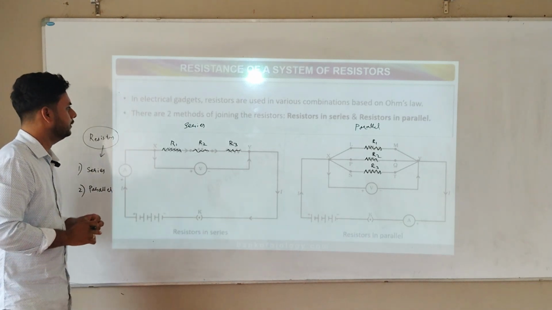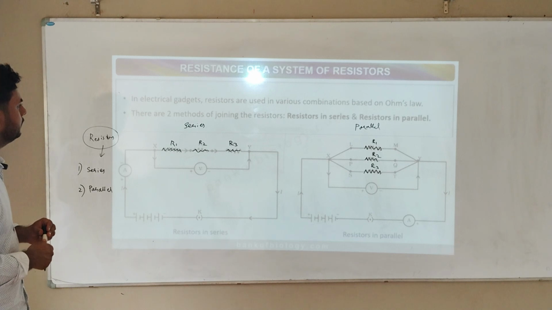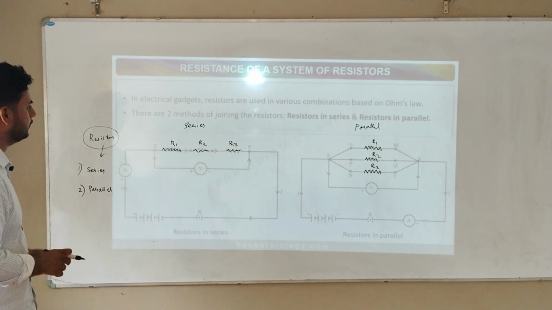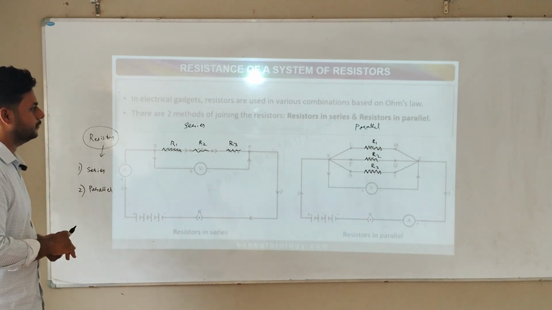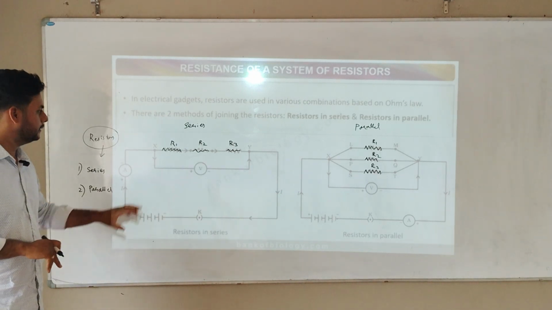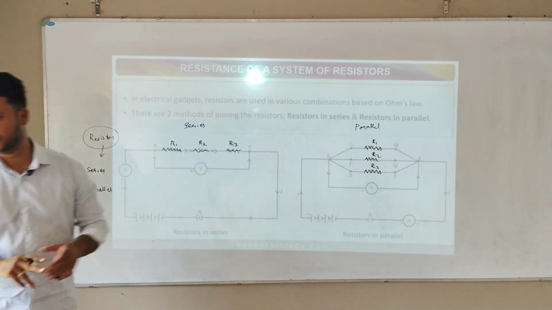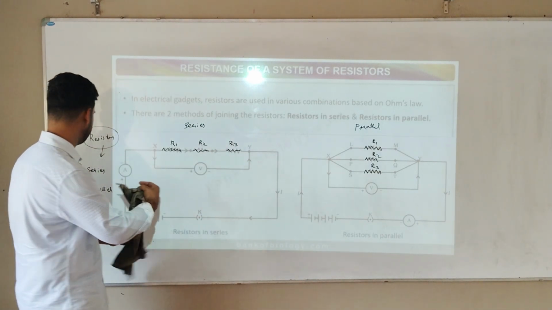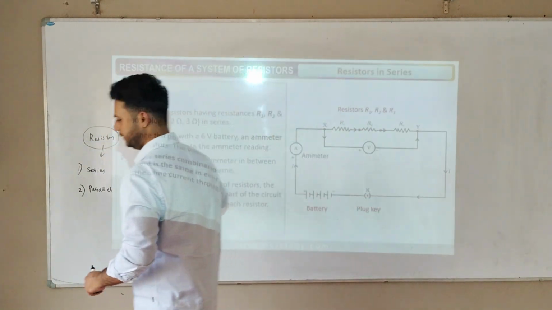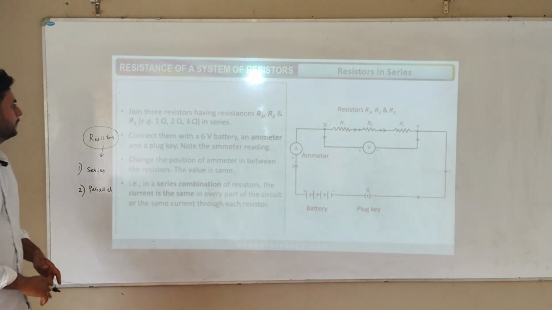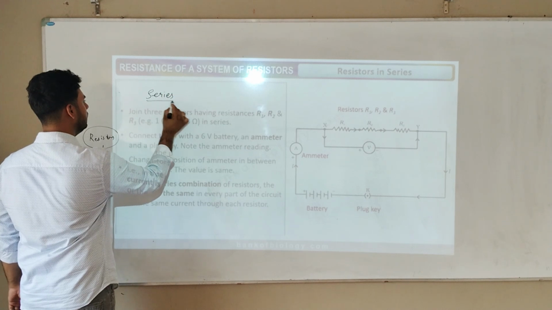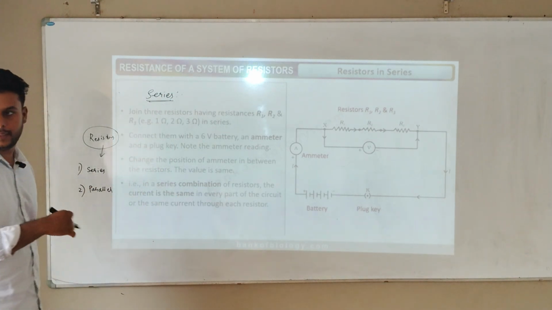Okay, read this. In electrical gadgets, resistors are used in various combinations based on Ohm's law. There are two methods of joining the resistors: resistors in series and resistors in parallel. So there are two connections we can make. One is resistance in series, one is resistance in parallel. Okay, next. Read. Join the resistors having resistance. Now we are seeing series resistance. Okay, they are telling us about series. What will happen in series? That they are saying.